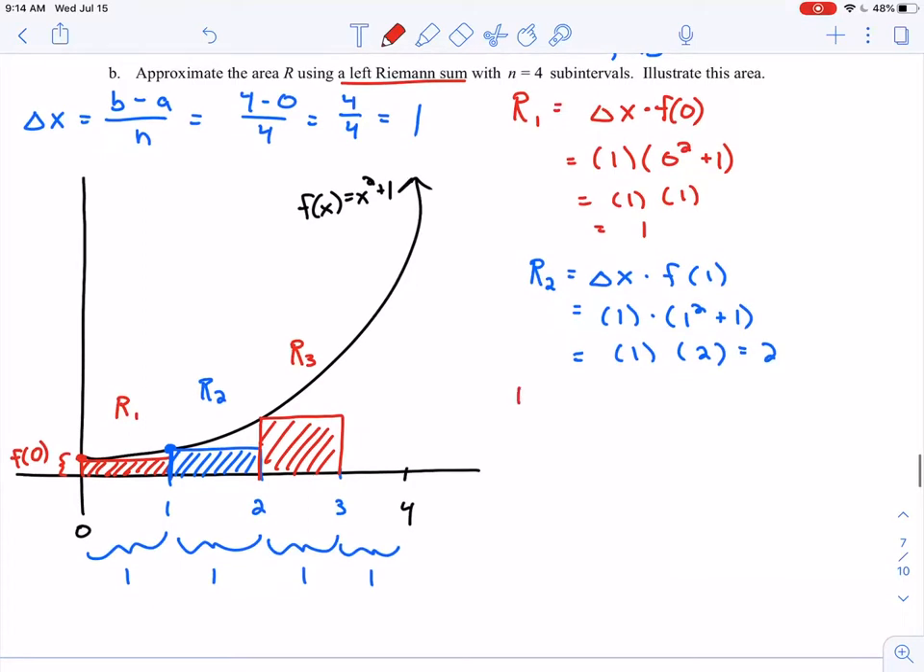So if I want to find the area of rectangle 3, I'm going to take the base first. The base is, of course, delta x. That part is never going to change. Our base is always delta x, times f of, let's see, we said we were using 2 as the height of our function. So f of 2 here. So I have 1 times 2 squared plus 1. This gives me 1 times 5. So the height of rectangle 3 is 5.